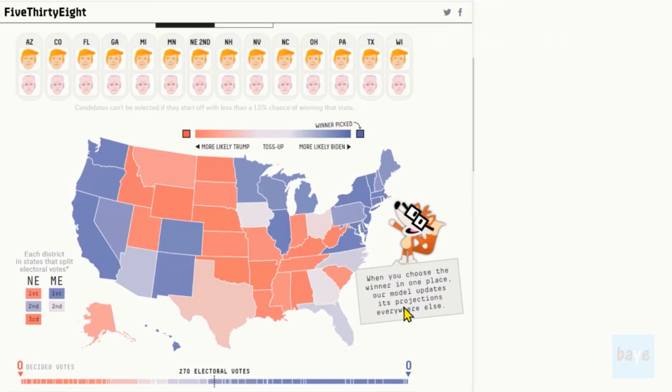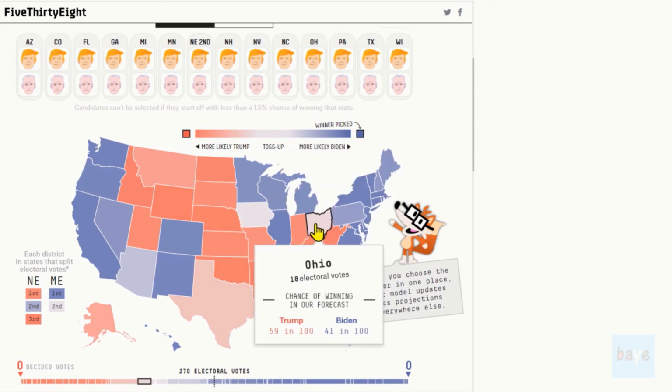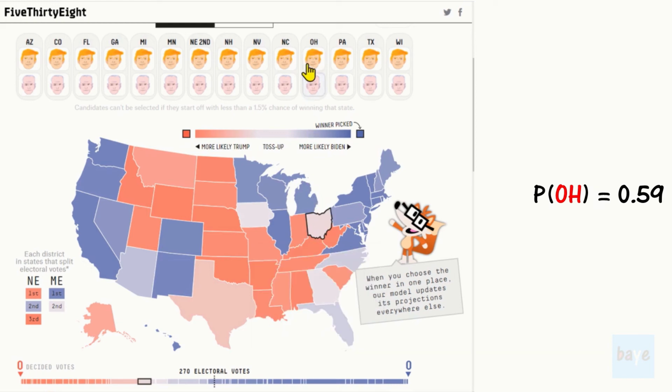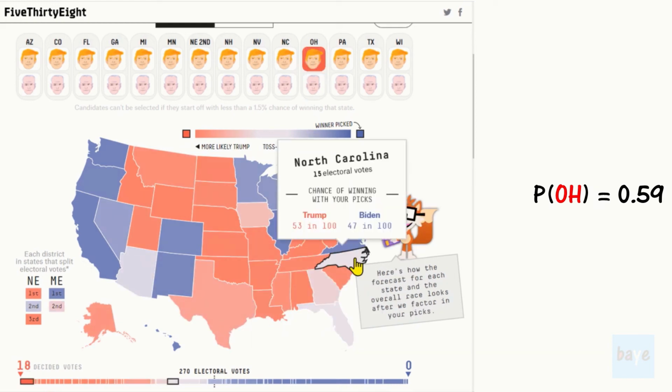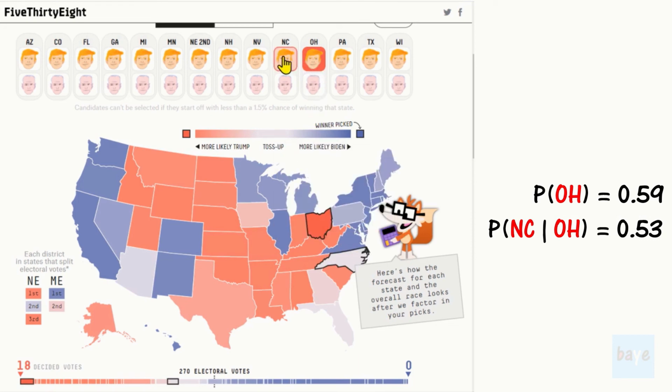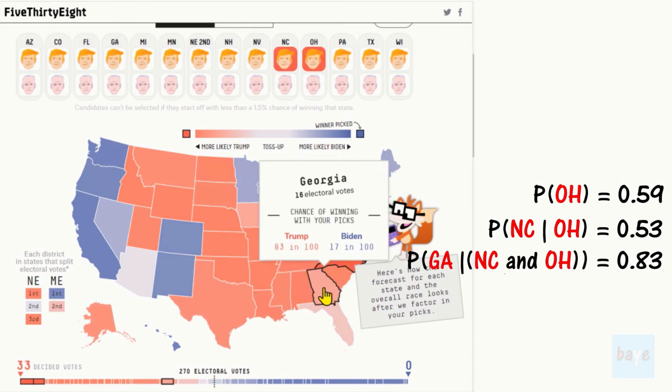For the conditional probability of 3 states, we work from right to left. First, let's see that Trump has 59% chance of carrying Ohio. If he wins Ohio, then he has 53% chance of winning North Carolina. If he wins both Ohio and North Carolina, then he has 83% chance of winning Georgia.